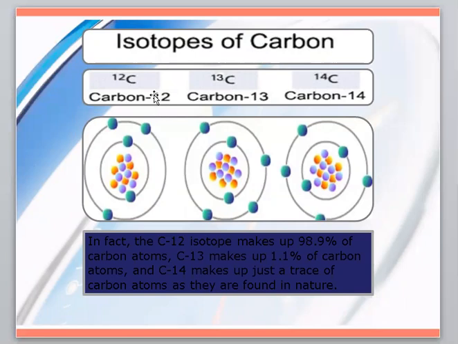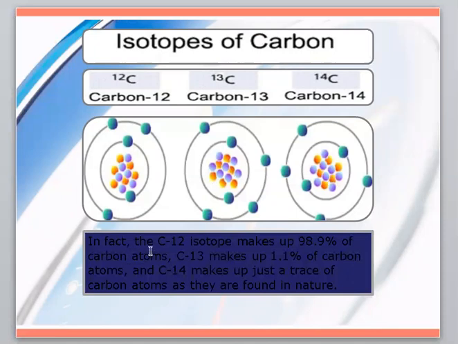Carbon shows three types of isotopes: carbon 12, carbon 13, and carbon 14. Carbon 12 has 6 protons, 6 electrons, and 6 neutrons, whereas carbon 13 has 6 protons, 6 electrons, and 7 neutrons, and carbon 14 has 6 protons, 6 electrons, and 8 neutrons.